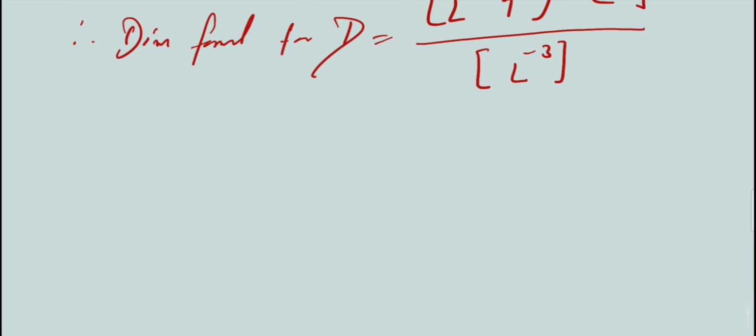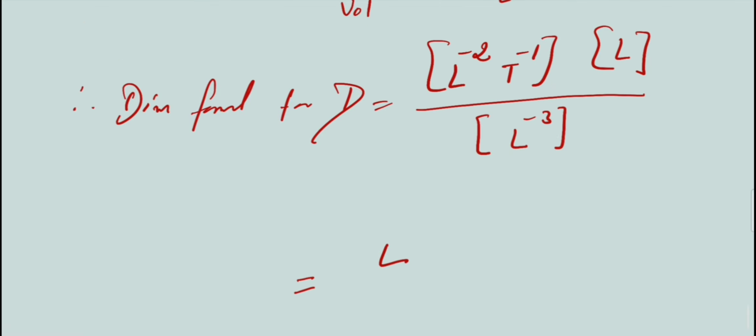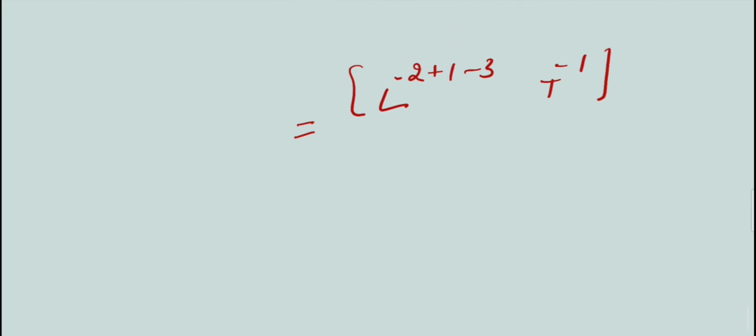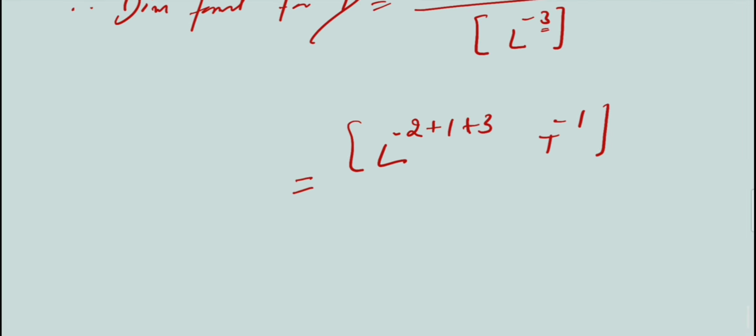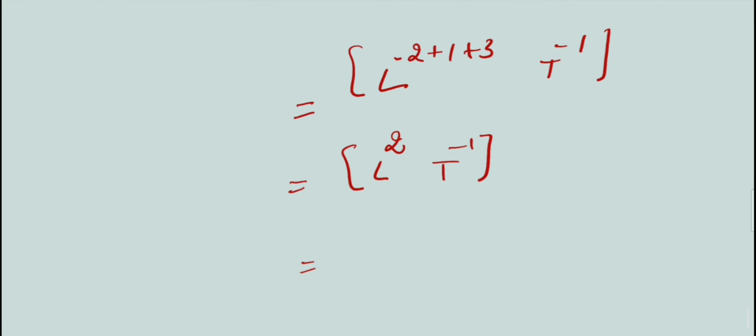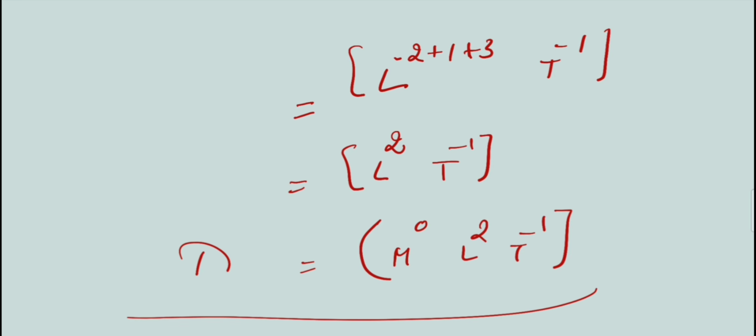So we'll rearrange it and we'll get L raised to power minus 2 plus 1 minus 3, and T raised to power minus 1. So from here, the sign becomes plus, and we'll get L raised to power 2 T raised to power minus 1. So the dimensional formula for D is equal to M^0 L^2 T^-1. So this is the dimensional formula for D.